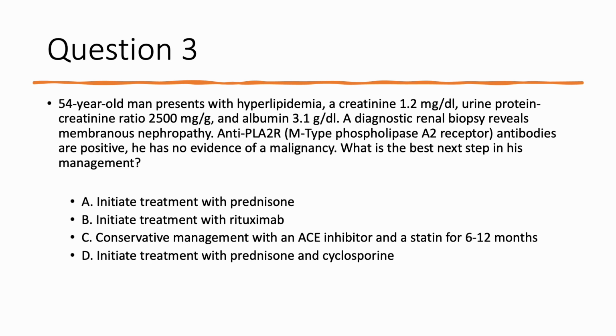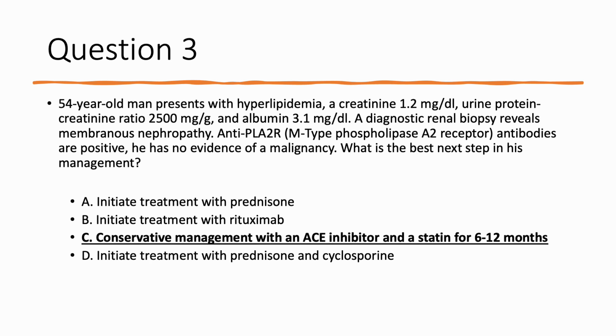A, initiate treatment with prednisone. B, initiate treatment with rituximab. C, conservative management with an ACE inhibitor and a statin for 6 to 12 months. D, initiate treatment with prednisone and cyclosporin. Now the answer is going to be on the next slide, so you can pause if you like. The answer actually is C, conservative management with an ACE inhibitor and a statin for 6 to 12 months.